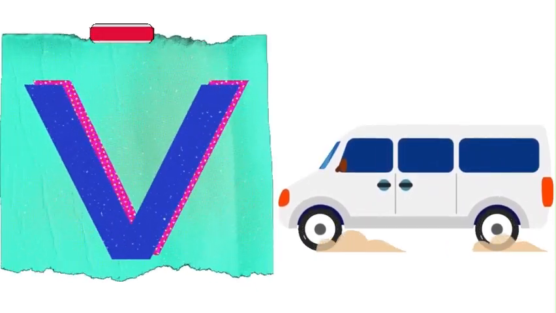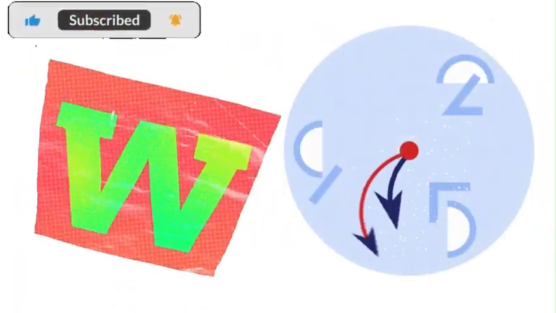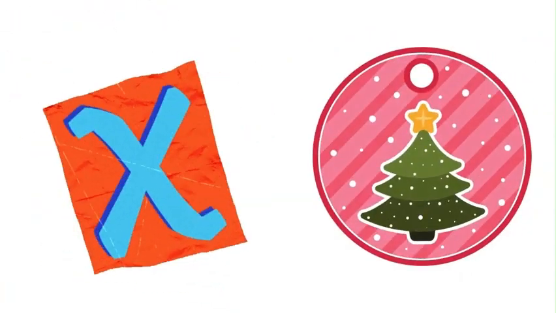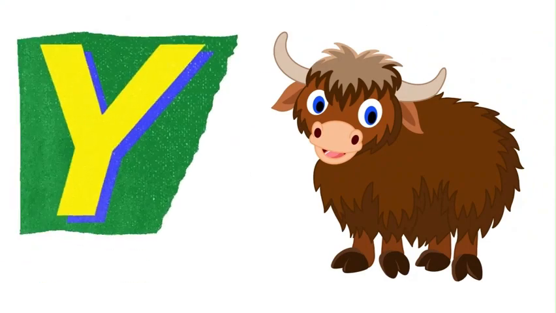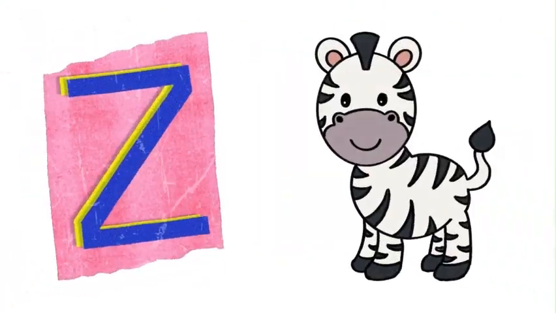W for watch. X for atmosphere. Y for yak. Z for zebra.